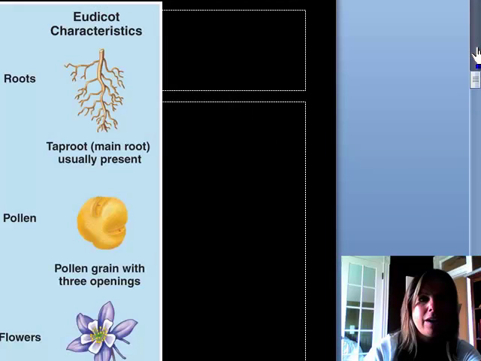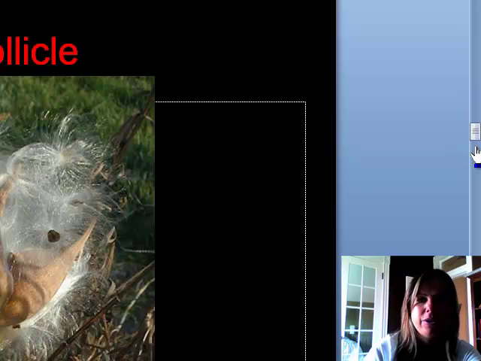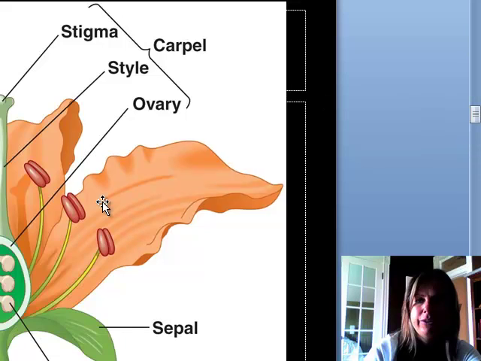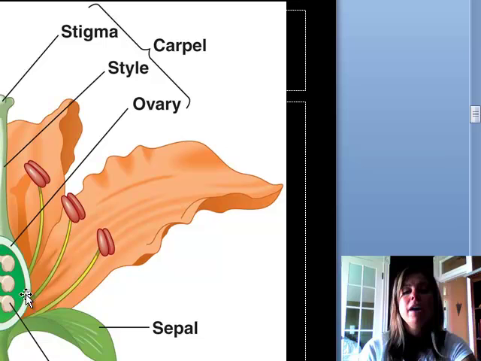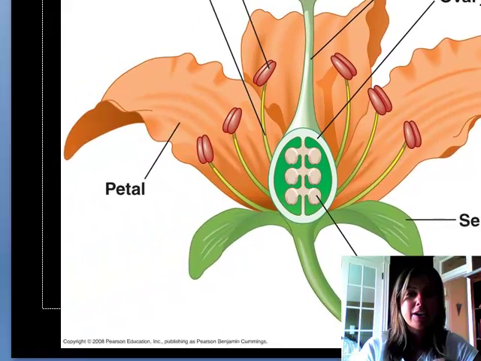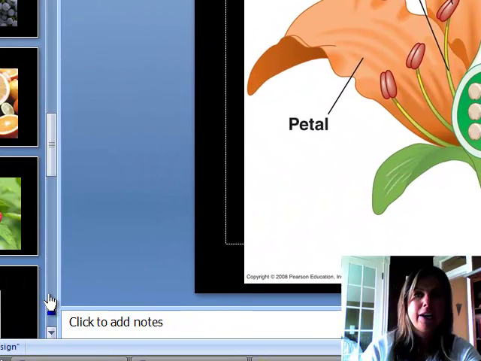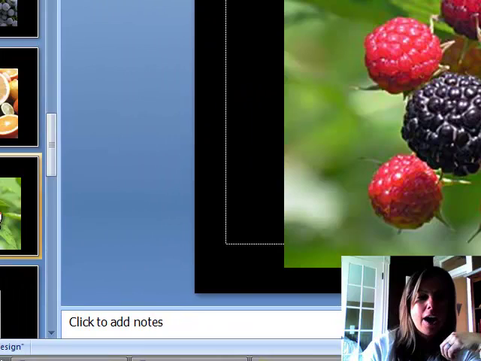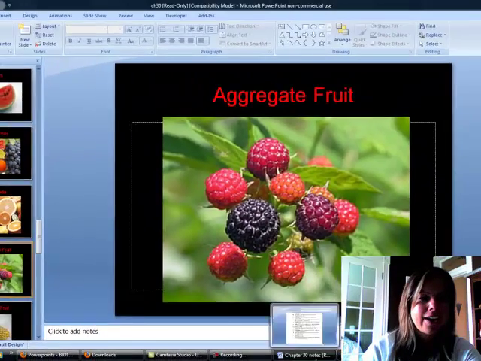Wherever it is. There, oh God, went past it. I went past it again because I'm awesome. All right, so here's an ovary. So if you picture this flower with a bunch of these swollen areas down at the bottom, that's how you're going to end up with an aggregate fruit. Okay, so that's going to be like raspberries and blackberries and those types of things.